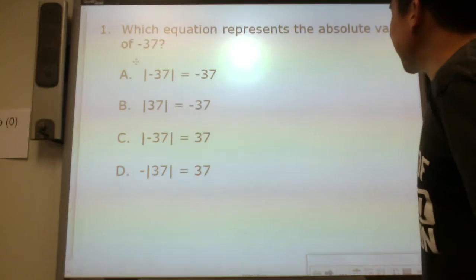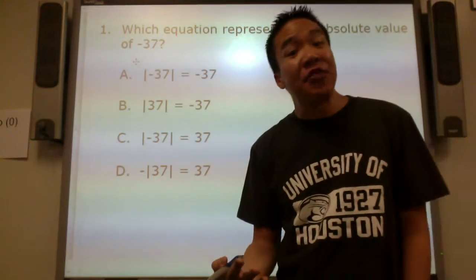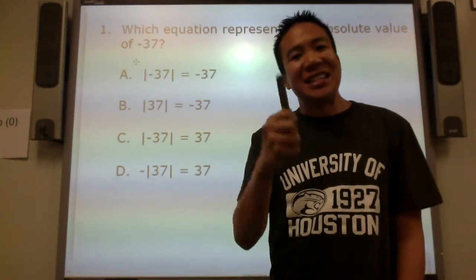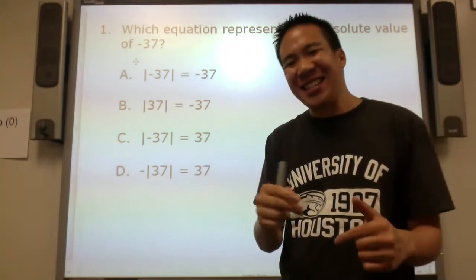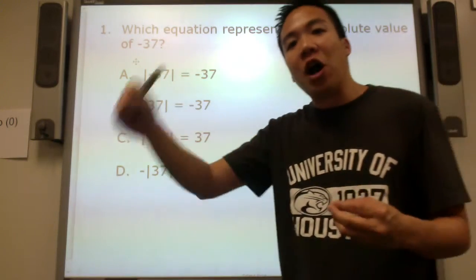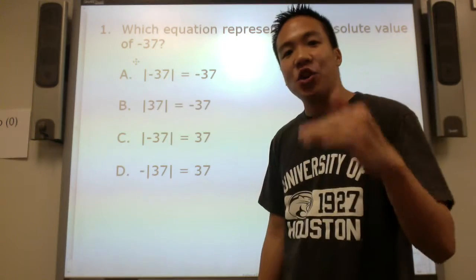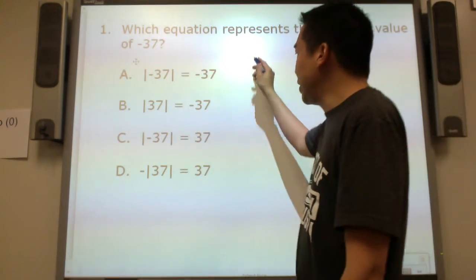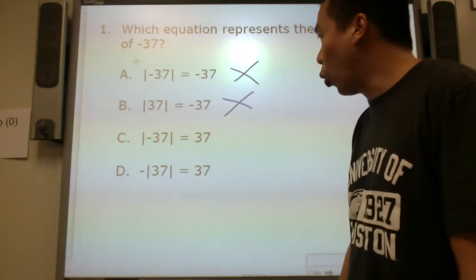Which equation represents the absolute value of negative 37? What is the definition of absolute value? It's the distance from a number, think of a number line, the distance of that number from zero. How many units is it from zero? Distance is always positive. So we know A and B are automatically wrong.